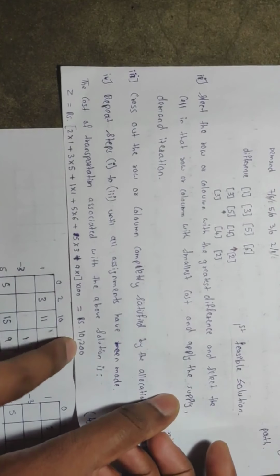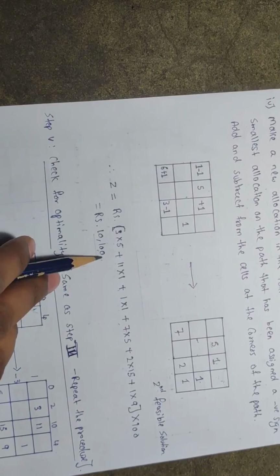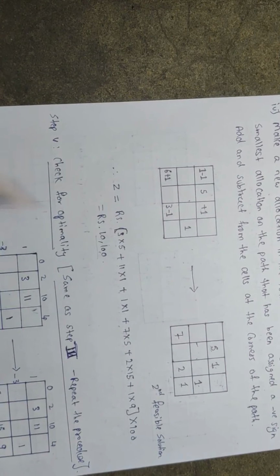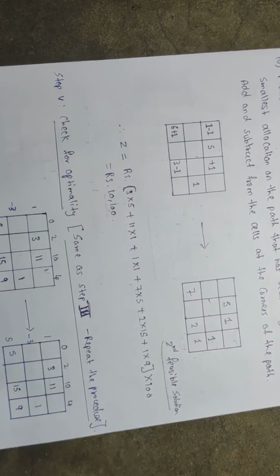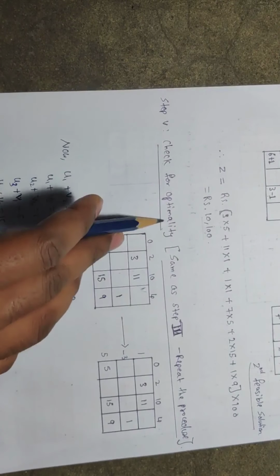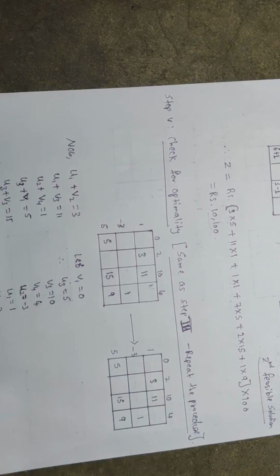So earlier, for the first feasible solution, how much was the cost I got here? 10,200. And how much am I getting here now? 10,100. So of course this is a better solution compared to the previous one, but we don't know whether it is the best one or not still, right? So I note this as the second basic feasible solution. Now go for the same thing, that is, check for optimality by the MODI method. Same as step 3. Repeat the procedure which I have shown earlier.